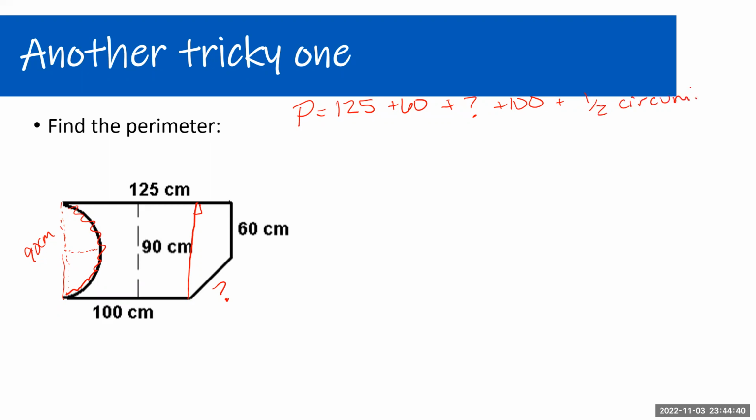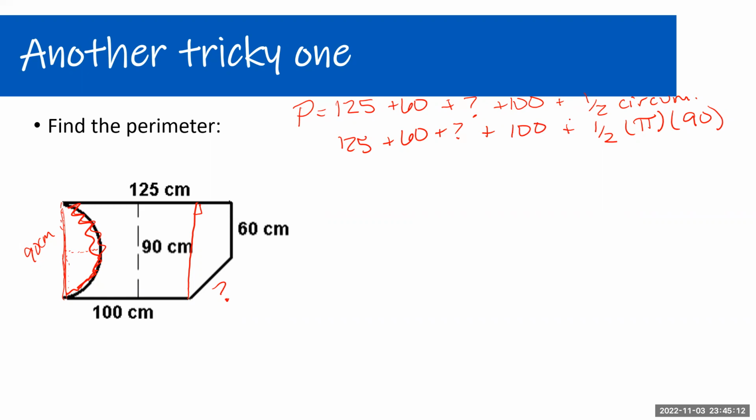Okay. So let's talk about our circumference. Our circumference, remember, is 2 pi r, or it's pi times d. So we're going to need 1/2 times pi times our diameter. We already know that our diameter of the circle has to be 90. Okay. So that makes it pretty simple. We only have one unknown. But how do we solve that unknown?